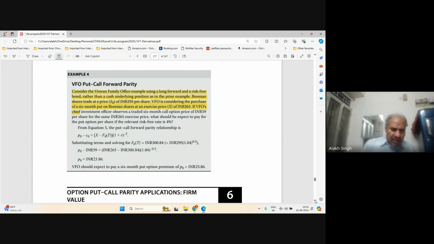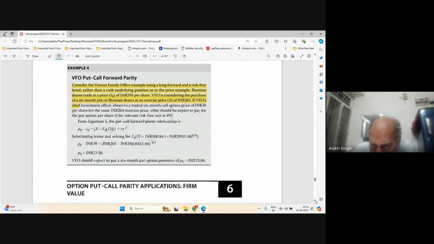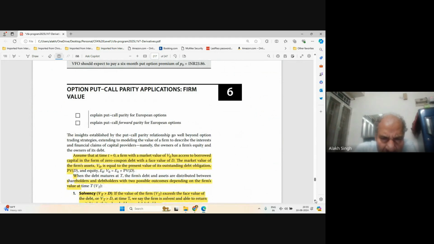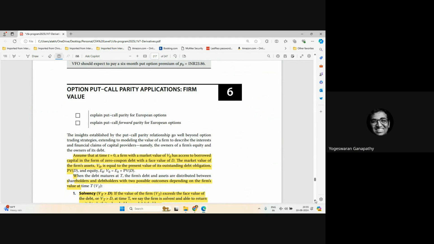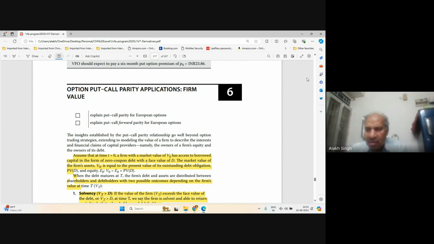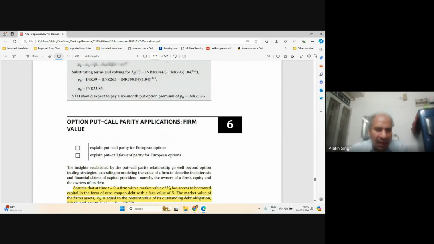Now, it is telling us to calculate the price. No need to calculate. You have already done this many times, present value. So, put call parity. Now, sir, can we just read that question once? Okay, yes, please read it. You will find it very easy.